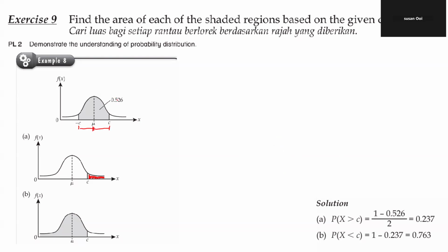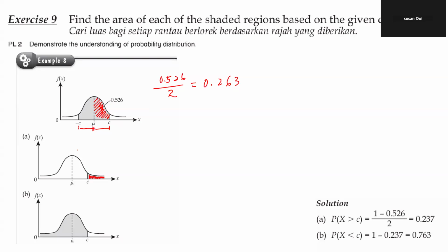So 0.526 can be divided by 2. Okay, 0.526. I'm using the calculator. Will we get 0.526? I get this answer. Okay, for the region on the left or on the right under the shaded region. Okay, so this is the probability given, and then we get.